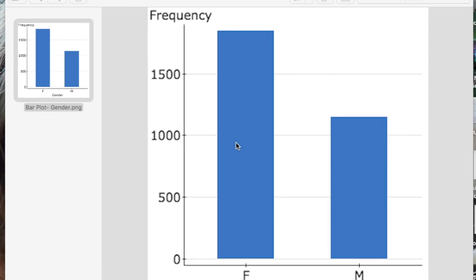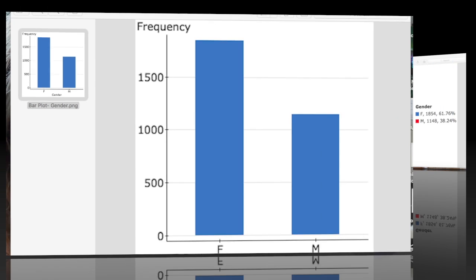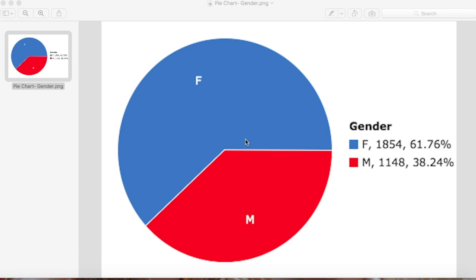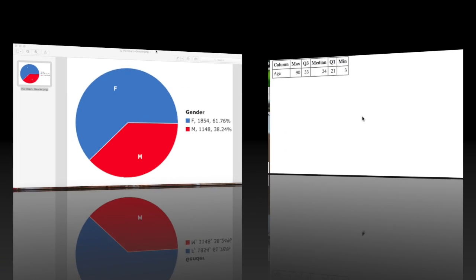Okay, here is your bar plot for gender. Okay, and then we have a pie chart for gender. The pie graph is easier to understand because gender is categorical. Therefore, it works better in a pie chart rather than a bar graph. The bar graph would be better used with quantitative variables rather than categorical.